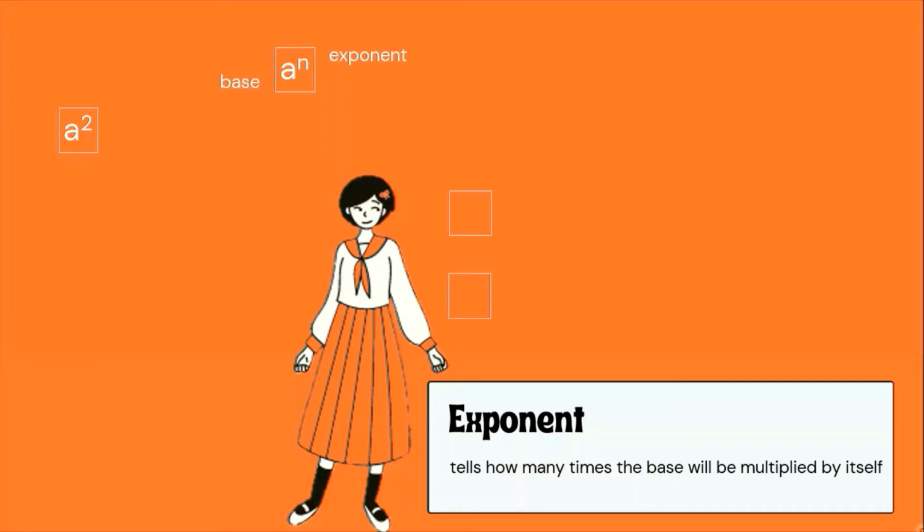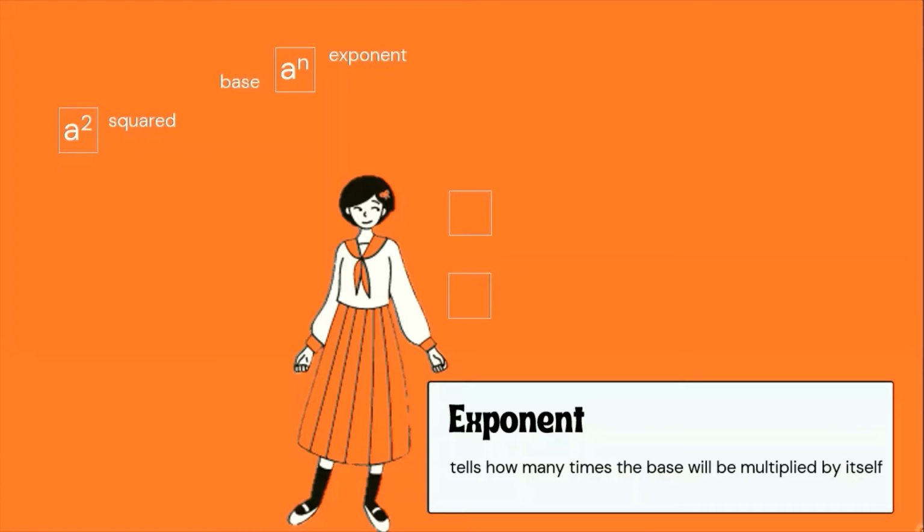Aside from that, you can also read that as squared. So instead of a raised to the power of 2, pwede siya maging a squared. Binabasa lamang ang squared kapag ang exponent ay 2. Hindi ito nagagamit sa ibang exponent 3 and above.